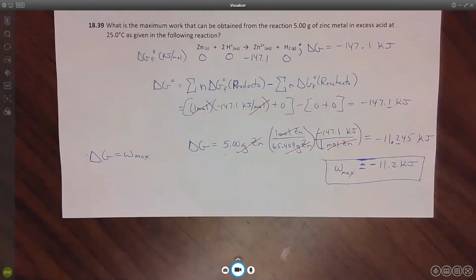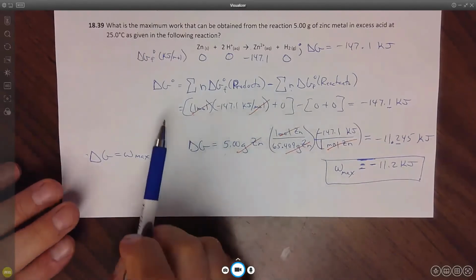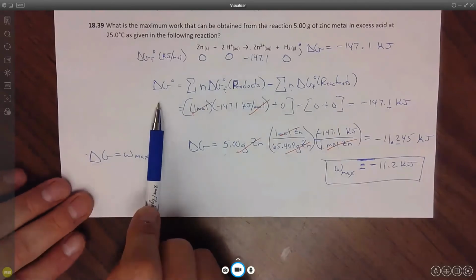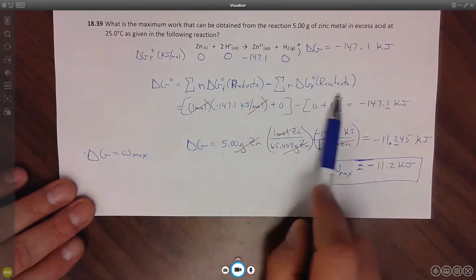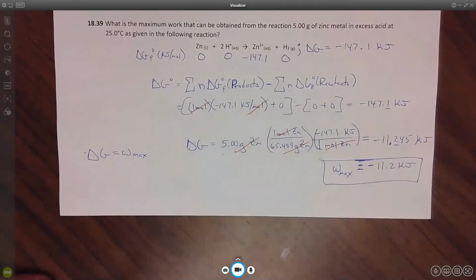Any questions about that? So again, anytime you calculate these things, you could always make a balanced thermochemical equation by simply adding it to the end of the reaction that you just calculated. So everybody good?